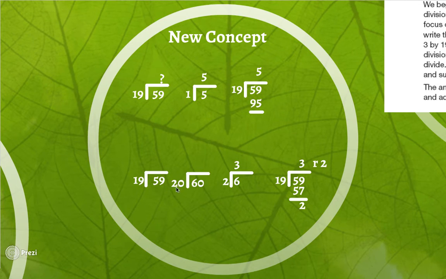And then I'm going to think, okay, how many 2's go into 60? Well, there's 3 2's going into 60. So I'm going to use 3 to divide. I put the 3 over the 9. Make sure that your numbers line up, because we're not dividing on the 5, we're dividing on the 59. So 19 goes into 59 3 times. 3 times 19 is 57. 59 minus 57 equals 2, so my remainder is 2.